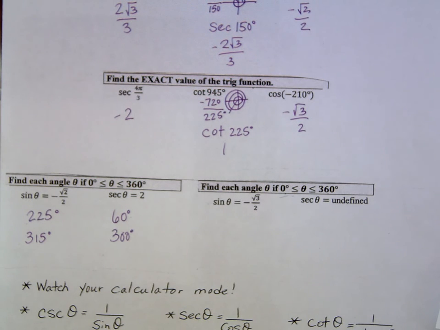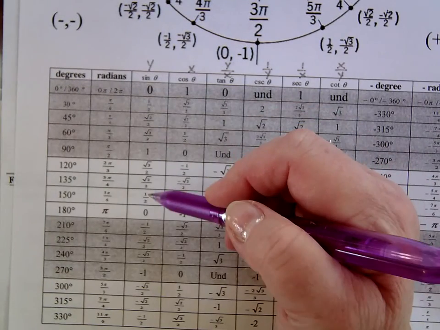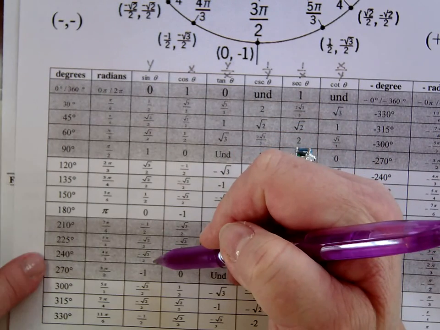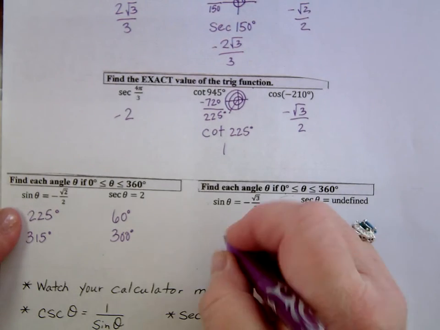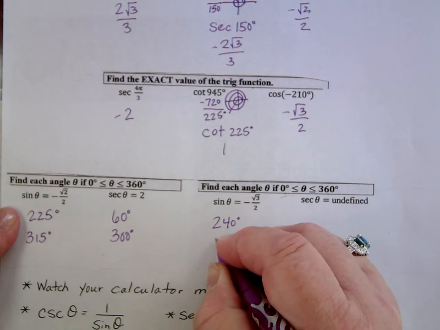Couple more like this. Sine is the negative square root of 3 over 2. Go to your sine column. Where is it negative square root of 3 over 2? 240 and 300. Your two answers for this are 240 and 300.